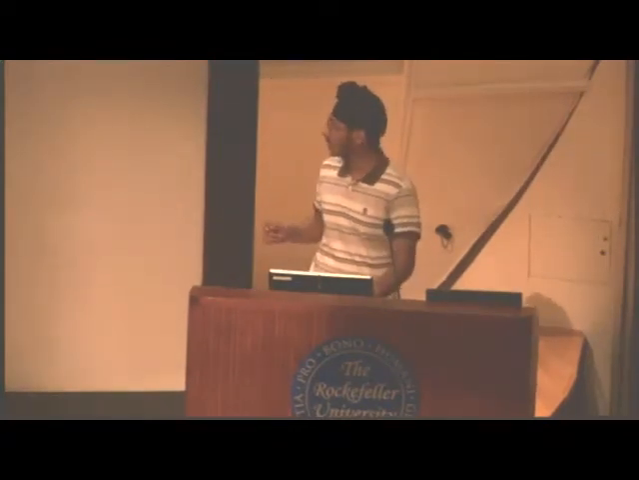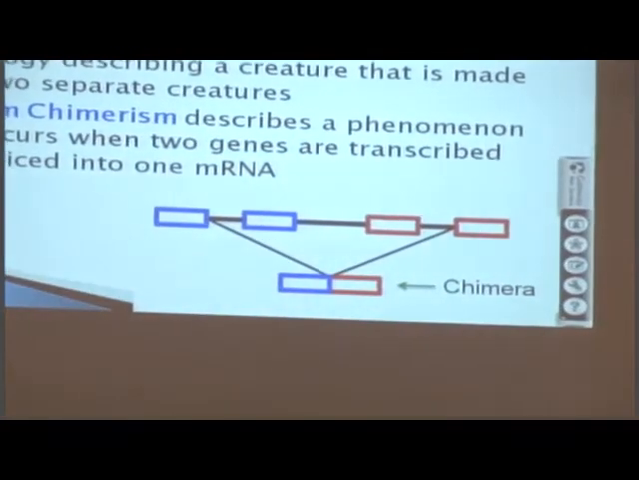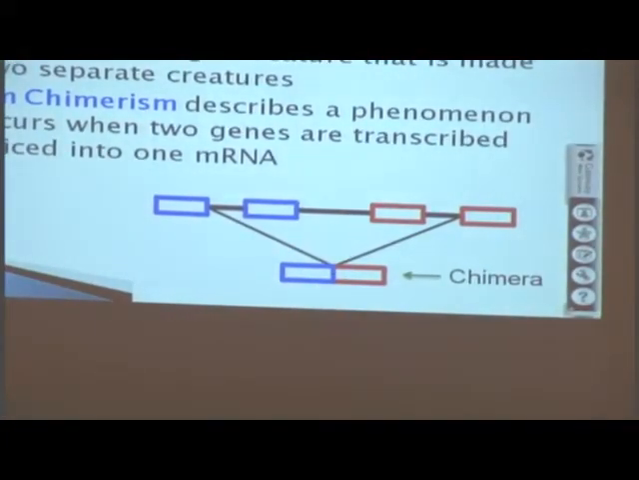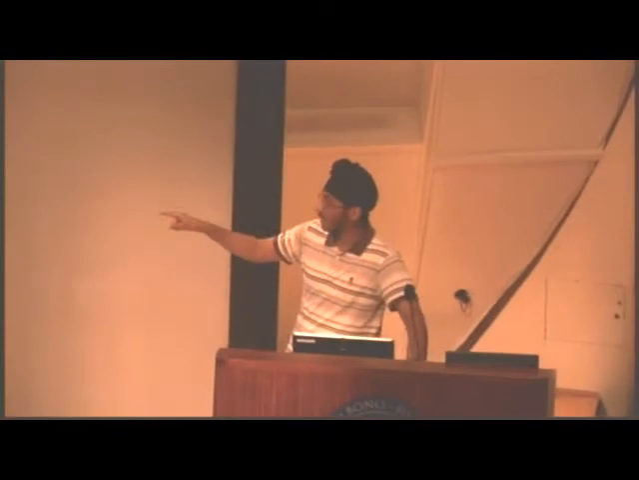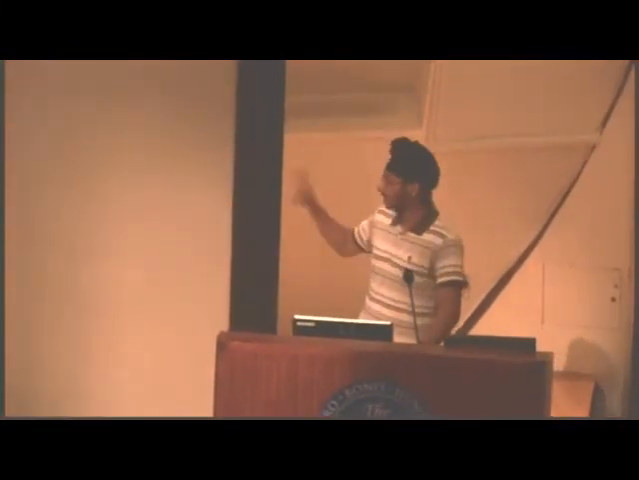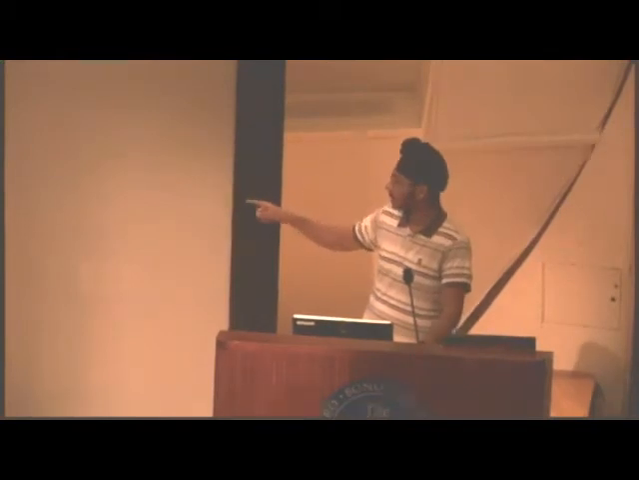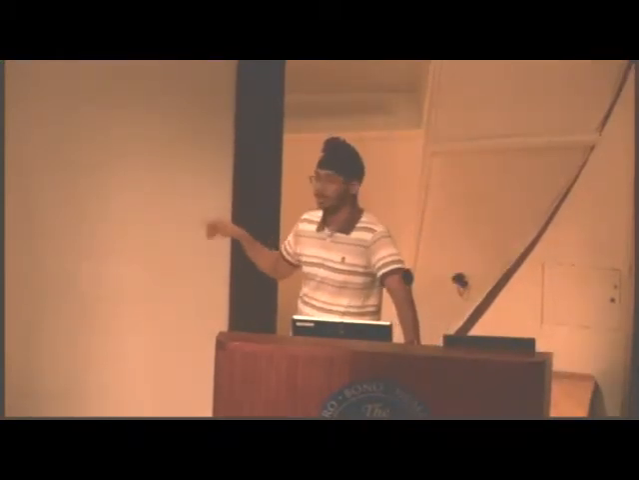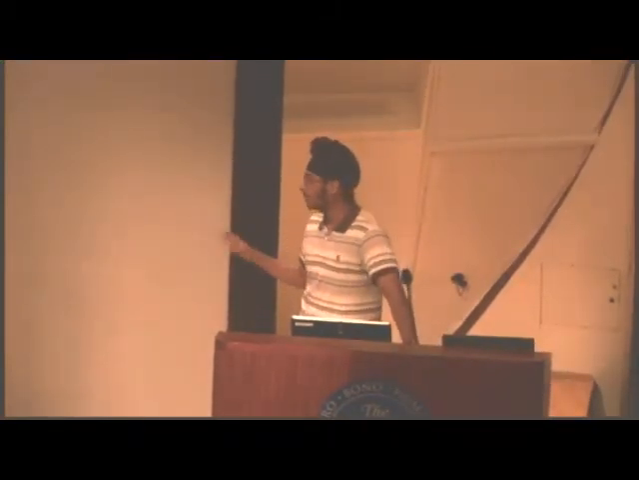So this is what it looks like. The blue and red are two separate genes. The blue boxes are the exons, which are normally kept, and then the line, the intron, is spliced out. So for some reason it skips the end exon and the start exon on the next gene, and it just combines the first exon and the last exon on the second gene. So this is the problem.